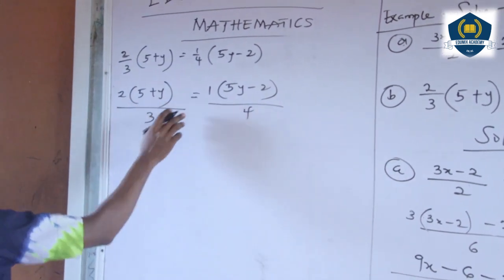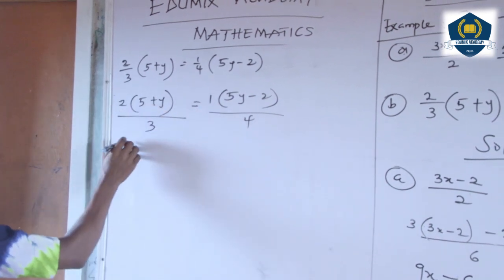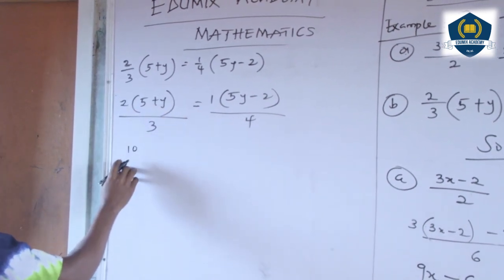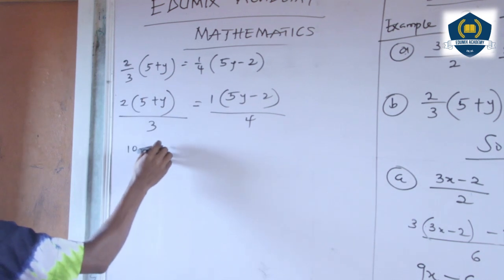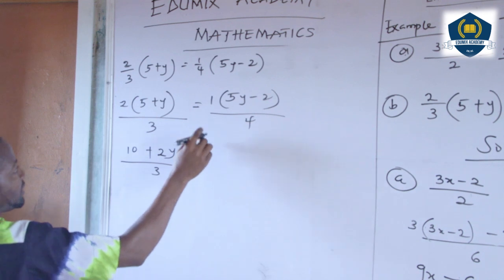Now, you use this 2 to expand this bracket. You know, this plus 2, this plus 5, this plus y. So plus times plus is plus. 2 times 5, you have 10. Then plus times plus is plus. 2 times y, you have 2y. Everything over 3. Okay?